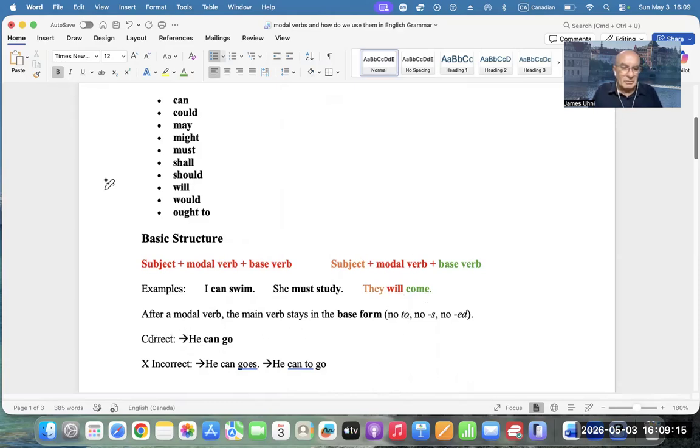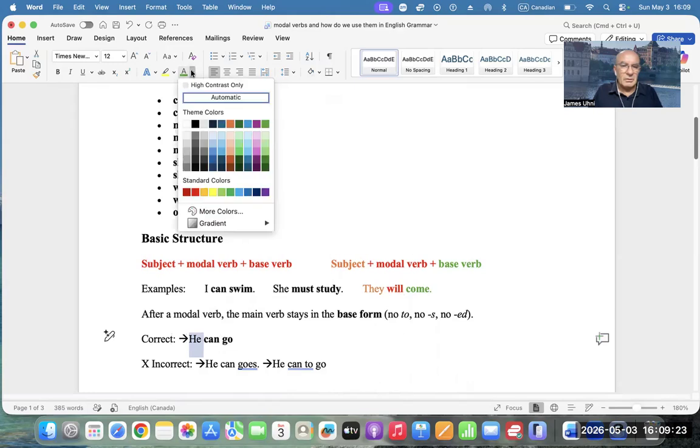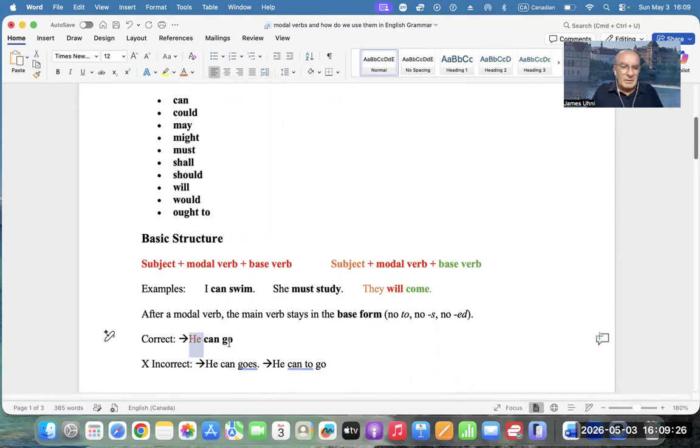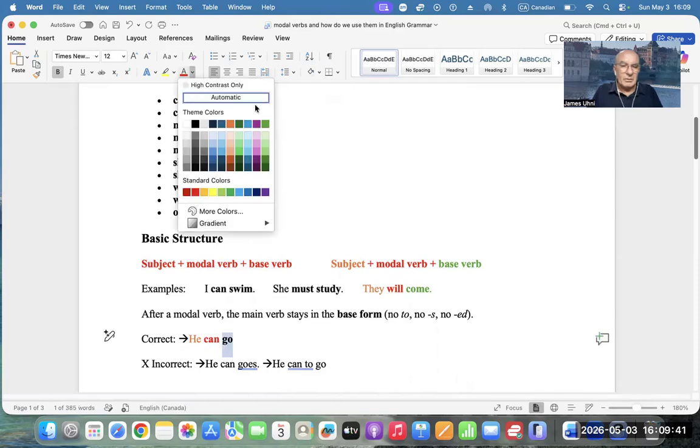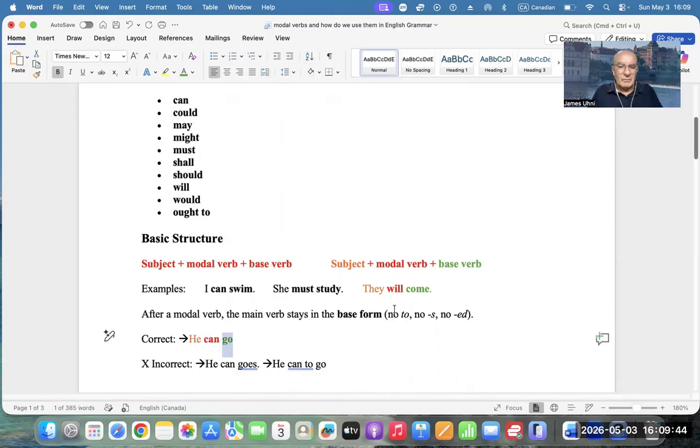Correct, or what is proper: he, that is the subject. What color is the subject? Can you help me? Is it orange? Then we have can, a modal verb. So that would be what color, right? And what is go? Go is the base verb of the verb go. What is the past simple of go? Went. What is the past participle of go? Gone.